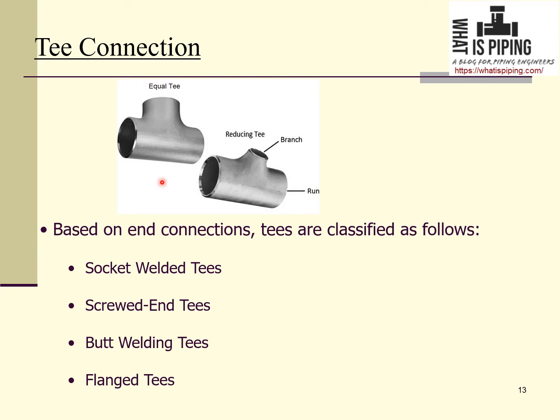Here in this diagram you can see this is an equal T where the header pipe size and branch pipe size both are equal, and this is a reducing T where the branch pipe is lower as compared to the run pipe size. Now, based on end connection, T's are also classified as socket welded, screwed ended, butt welded and flanged T's.